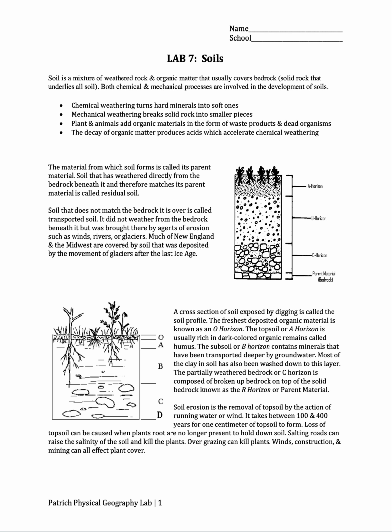So the first part here is to understand that soil is a mixture of weathered rock and organic matter that usually covers bedrock, otherwise known as the parent material. Both chemical and mechanical processes are involved in the development of soils. As an example, chemical weathering can turn hard minerals into soft ones. Mechanical weathering can break solid rocks into smaller pieces. And also, the decay of organic matter produces acids, which can accelerate chemical weathering.